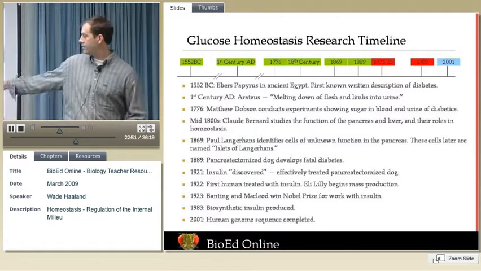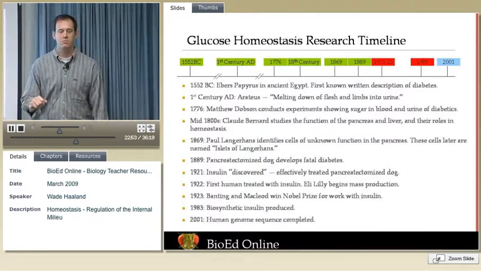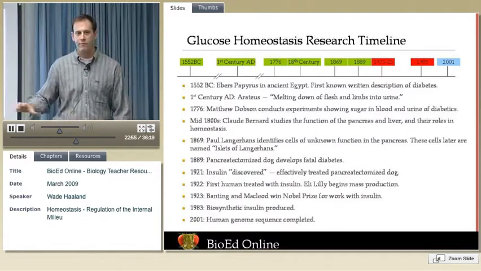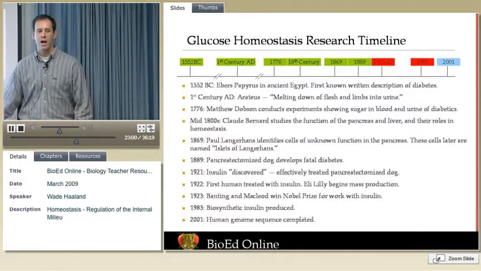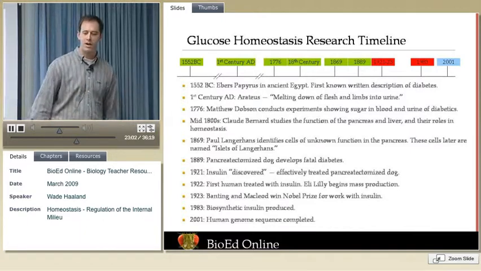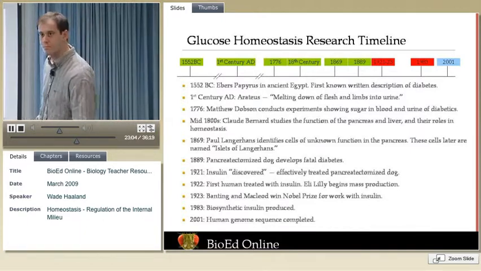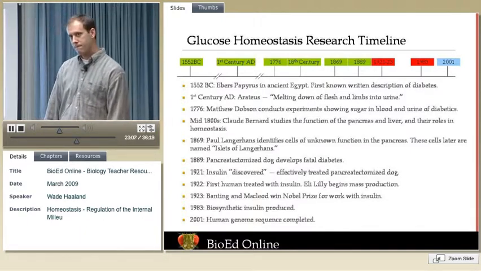And then lastly, 2001, the human genome sequence was announced as being finished. There's still a lot of work to be done in annotating the sequence, but this sequence is now what's really driving research in diabetes.